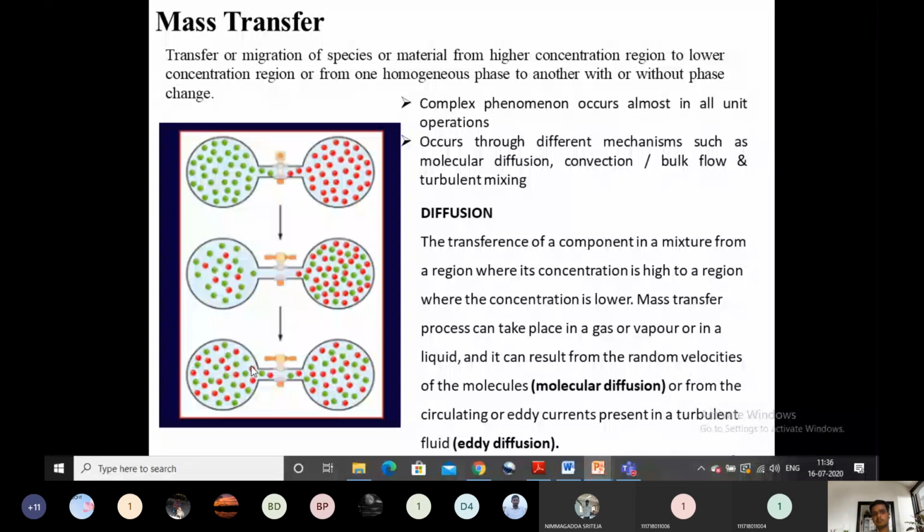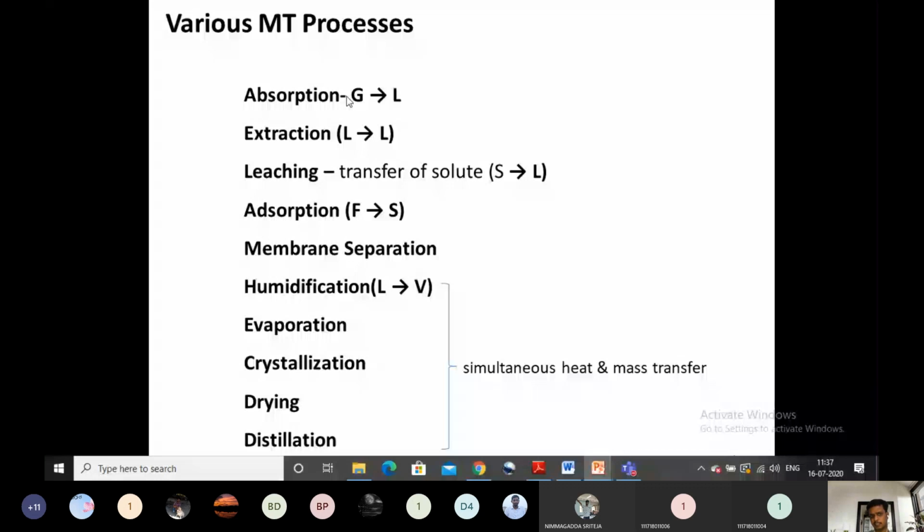Then there are various mass transfer operations. We already discussed this one. The first one is the transfer from the gas phase to the liquid phase, like a solvent. So this is categorized as a gas to liquid process. The solute present in the gas gets transferred into the liquid, the solvent, which is in liquid form. This is called absorption. You can remember this is absorption. Another operation is adsorption, which we will discuss later.